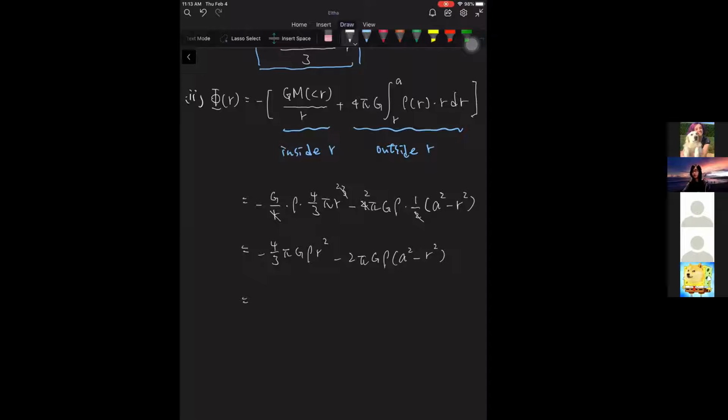And let's organize a bit. So we can take out negative 2 pi g rho, and the first term will be left with 2/3 r squared, and then plus a squared minus r squared. Yes, and so this is just negative 2 pi g rho a squared minus r squared.